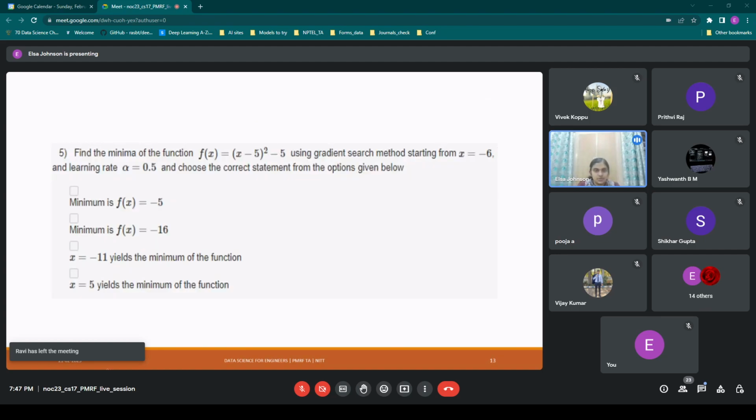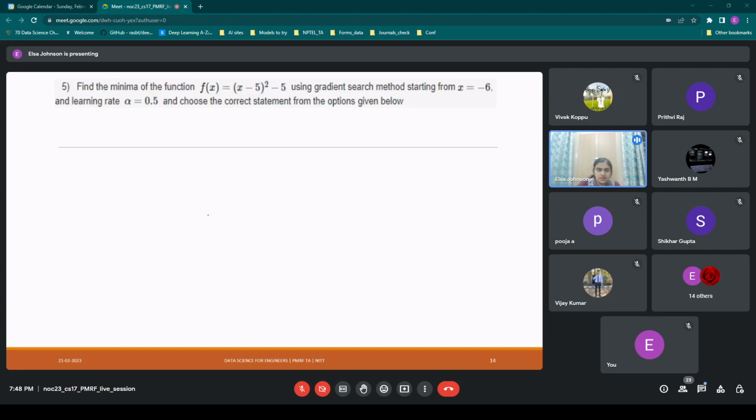Now similarly one other question. Find the minima of the function f of x equal to this one using gradient search method starting from x equal to minus 6 and learning rate alpha equal to 0.5. Okay, so this is a similar question we have seen earlier. So f of x equals x minus 5 whole square minus 5. Starting place is minus 6, alpha equal to 0.5. So can you tell me the equation for the next one?